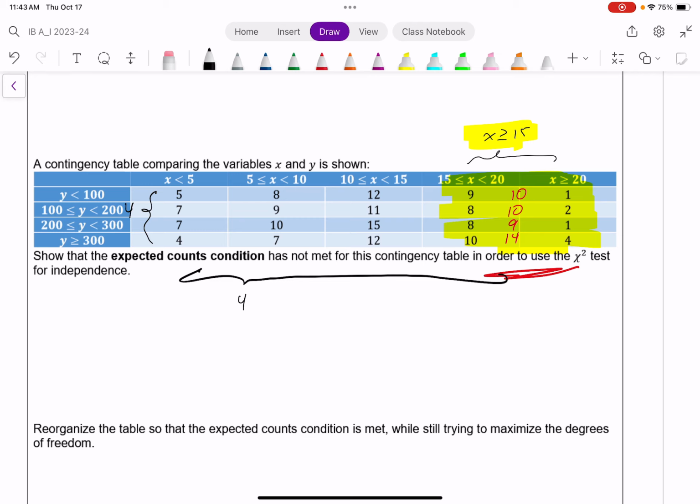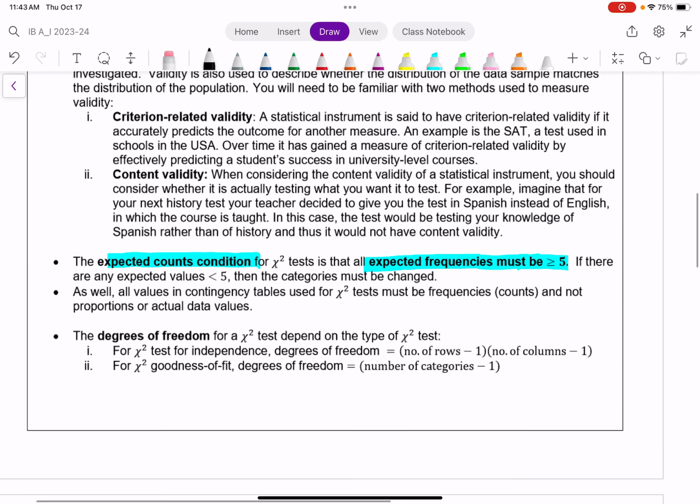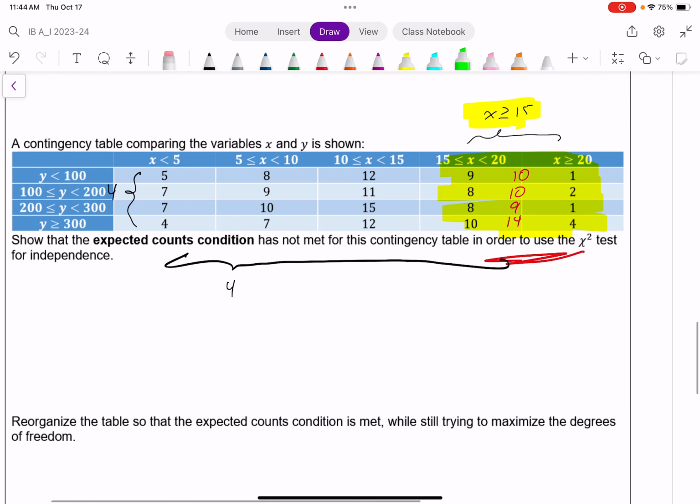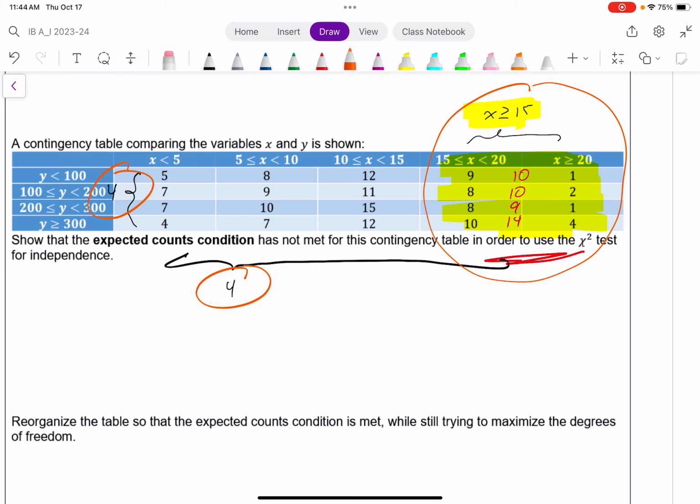freedom here, because the degrees of freedom for a chi-squared independence test is always the number of rows minus 1 multiplied by the number of columns minus 1. And again, now once I merge these 2 columns together, I have 4 columns. I always had 4 rows. Subtract 1 from each. I have 3 times 3, so the degrees of freedom is 9.